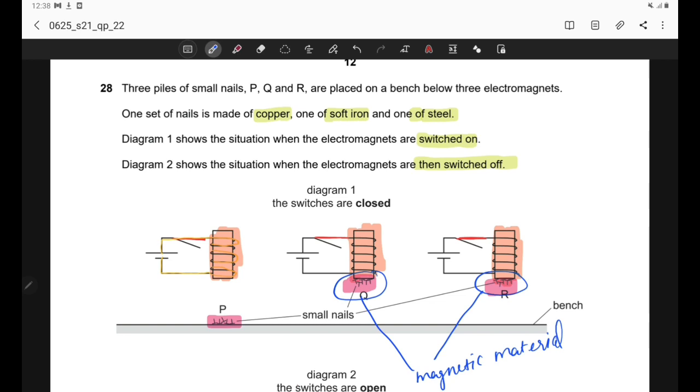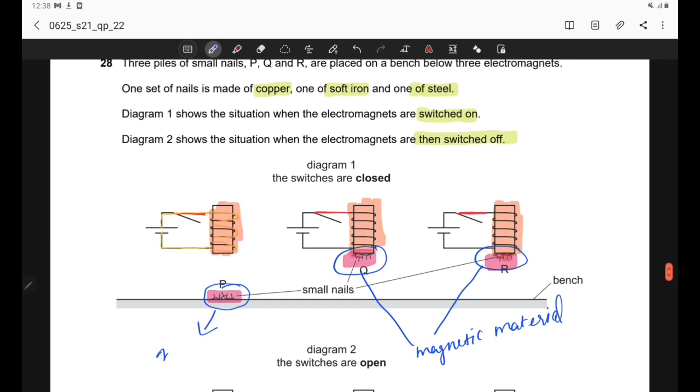Whereas when you observe nail P, we can see even though the switch is on, it is behaving as a magnet. Still the nail P is not attracted to the magnet. That means the nail P is made with some material which is not magnetic. That's why it is not getting attracted.